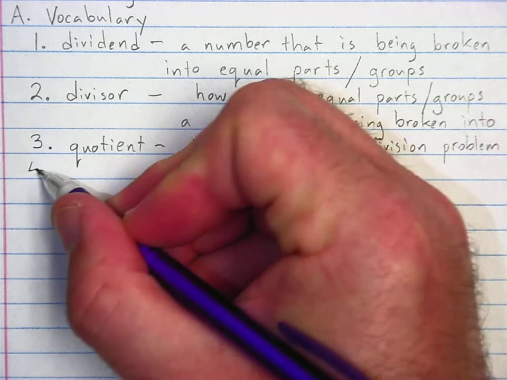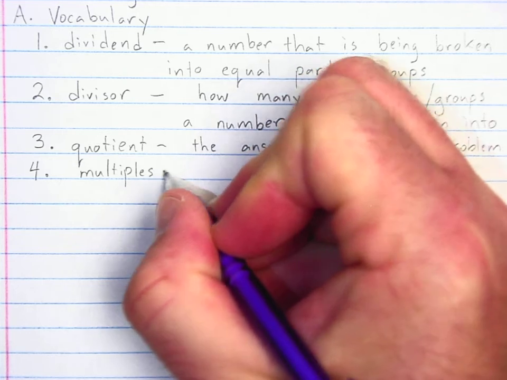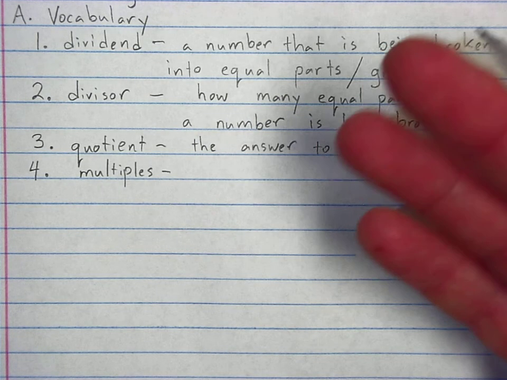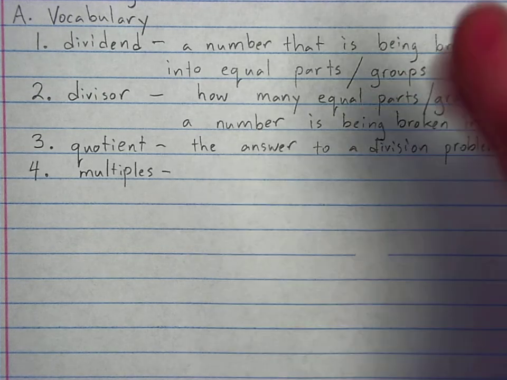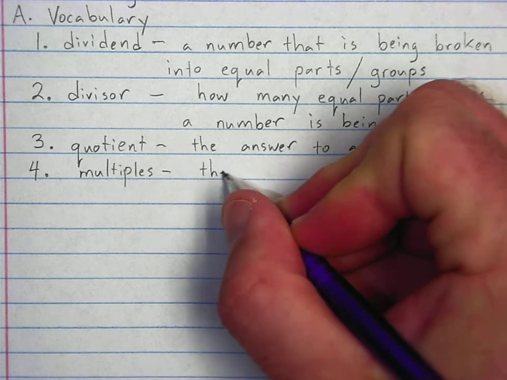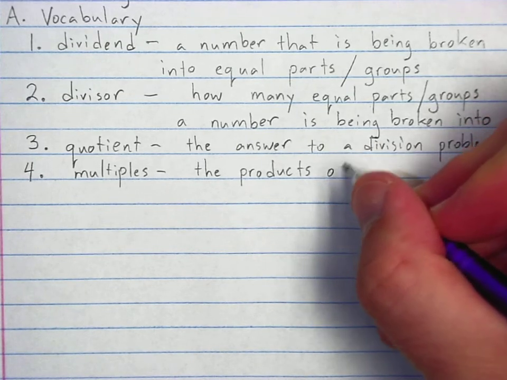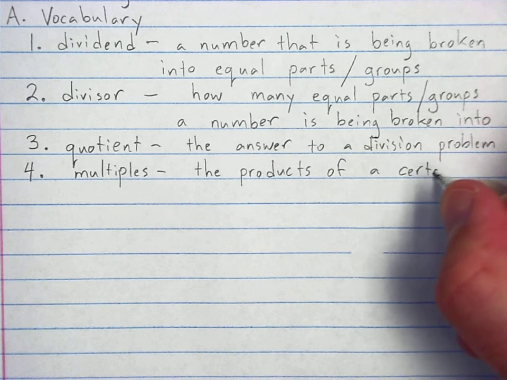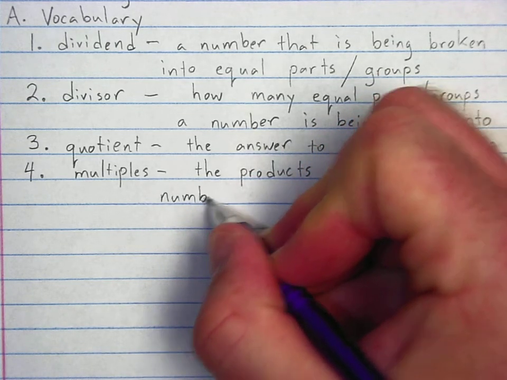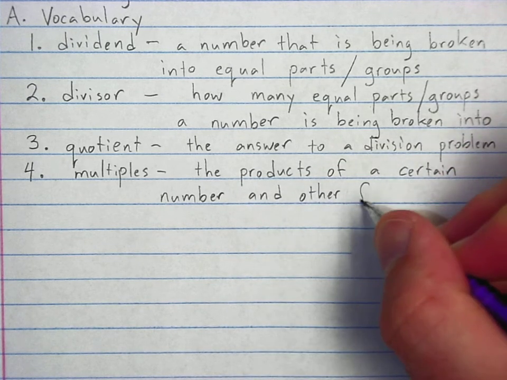And finally, we're going to be talking more about multiples. Now, multiples, that sounds like multiplication, and it is. Multiplication and division are very closely related. Multiples are the products of a certain number and other factors.